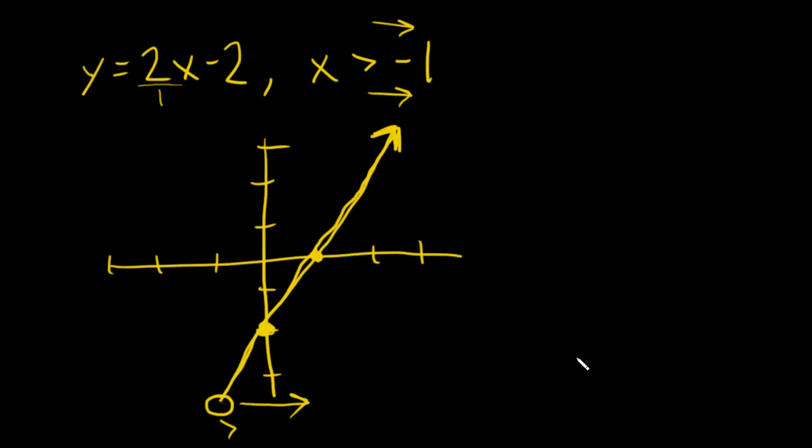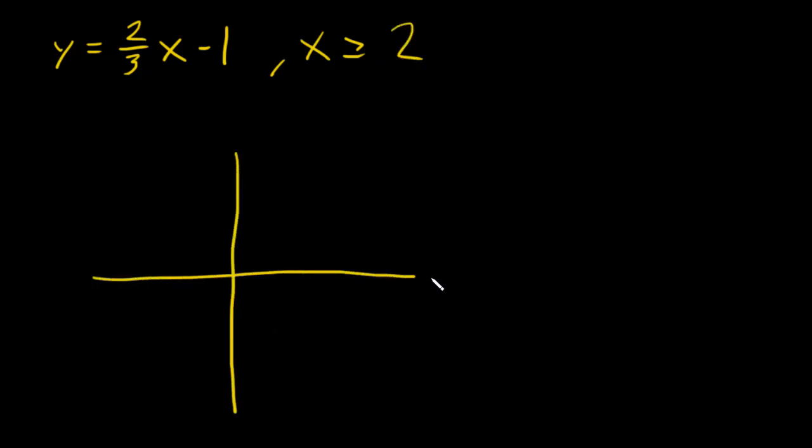Alrighty, so let's do another example. Let's get a little bit more interesting. Let's try y is equal to 2/3 x minus 1, and the domain is going to be all x greater than or equal to 2. Okay, and draw it out like this. Okay, now where does it hit the y-axis? Well, at -1. So put my first dot there.